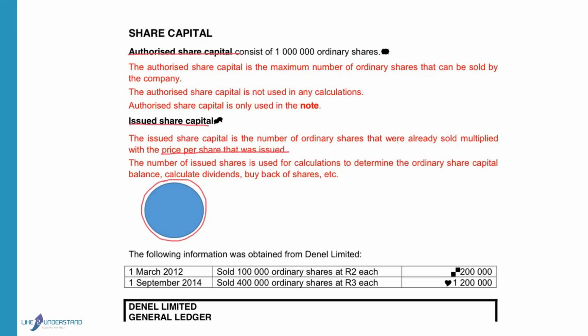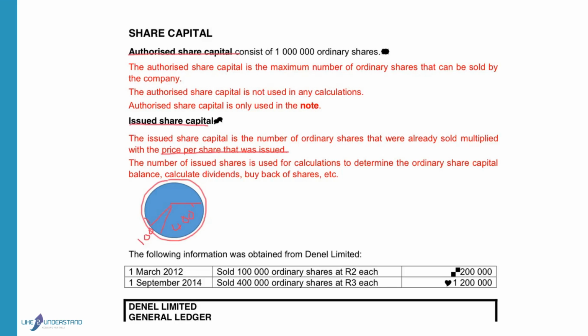Now, in this blue ball, we've got the 1 million shares. If we want to issue 100,000, it means that we cut out a slice of cake for the 100,000 shares that we want to sell. So that means that this part of this million is now sold and we can't sell it again. If we decide to sell another 400,000 shares, because we want to expand the business and we need more capital, then we will cut out another piece of the cake and we will issue those 400,000 shares.